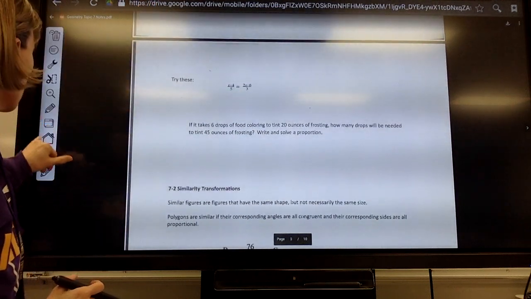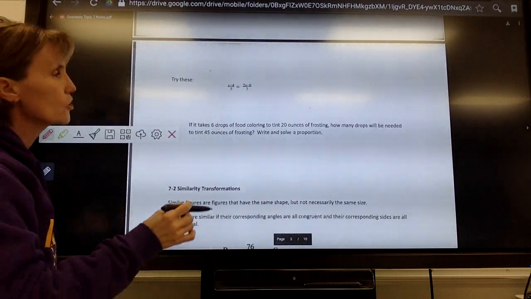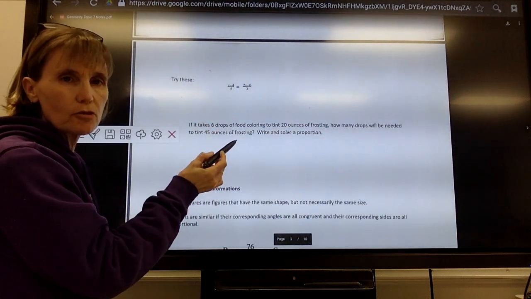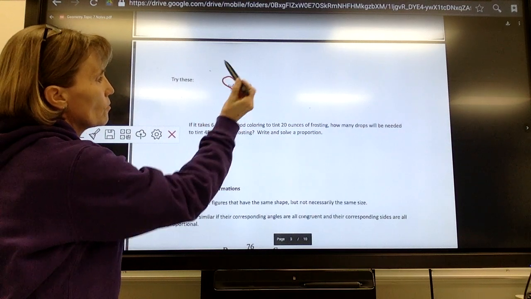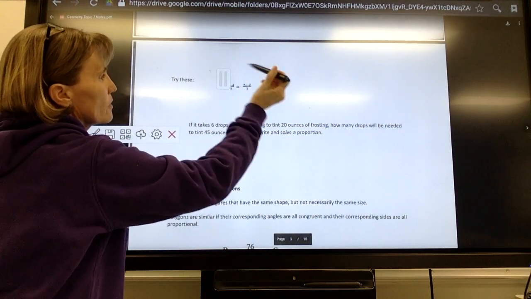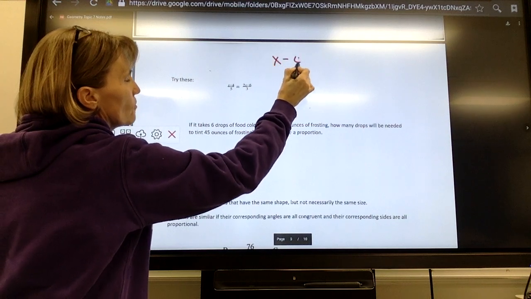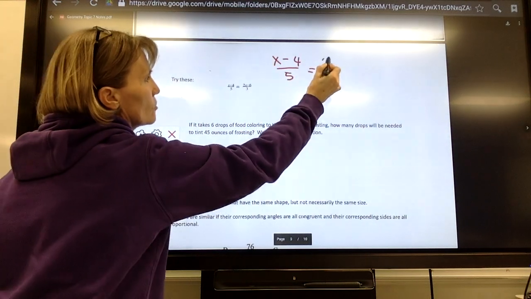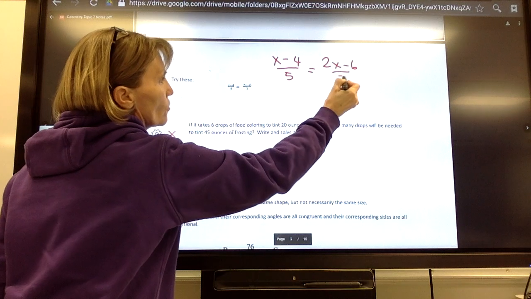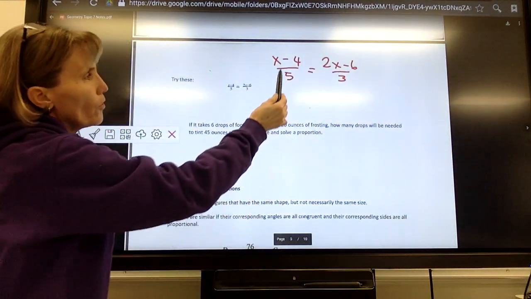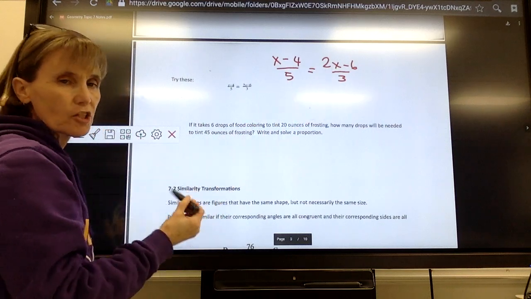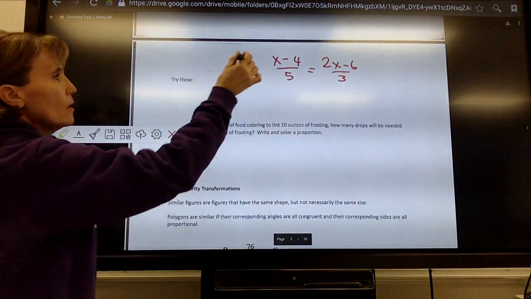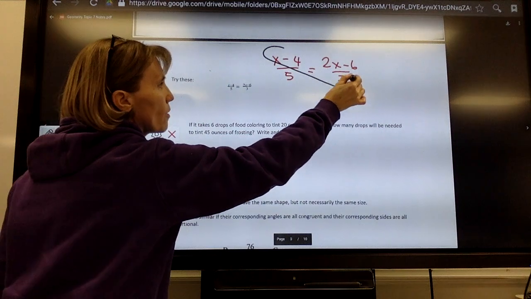Okay, a couple other types of problems that you're going to encounter on your worksheet. Sometimes the ratios don't have just single values, but it says x. I'm going to rewrite this just to make it a little bigger for you to see. This says x minus 4 over 5 is equal to 2x minus 6 over 3. When you have more than one term in the numerator, like we've got an expression, we're still going to do the same thing. We're still going to take the cross products.